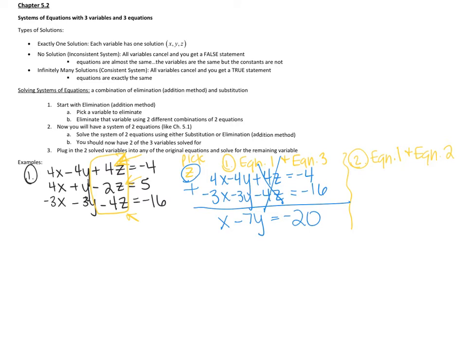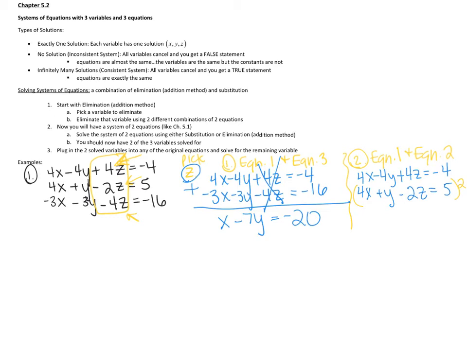Okay, so now let's look at our other combination. We have equation 1 again, so let's write that down. 4x minus 4y plus 4z equals negative 4. And then we have equation 2. 4x plus y minus 2z equals 5. All right, so remember I have to eliminate that z. So to do that, I'm going to have to multiply that entire equation by a 2. That way I'll have a positive 4z and a negative 4z.